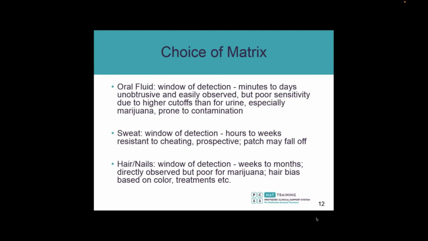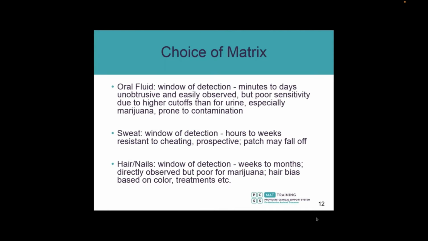Another matrix is oral fluid, mainly saliva. Here, the window of detection can really vary. It's minutes to days. It's very unobtrusive. It's easy to observe, and it's easy to collect. But there's usually poor sensitivity here. There are higher cutoffs to get specificity than for urine, and especially for marijuana. And it can be prone to contamination by foodstuffs, drinks, etc.